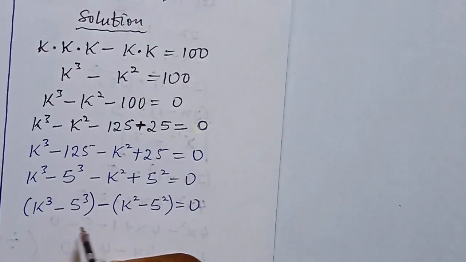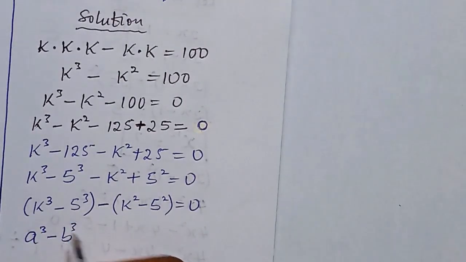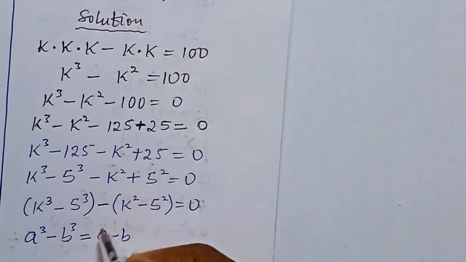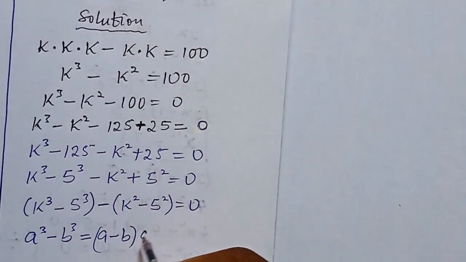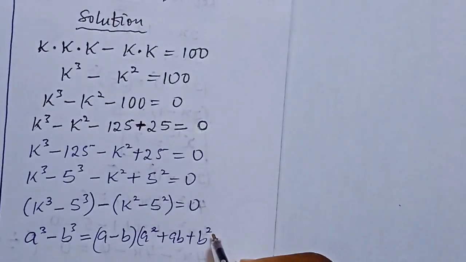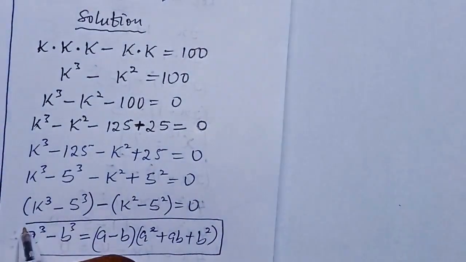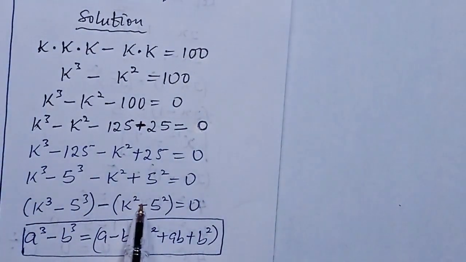Now what we need to do is to consider this identity. If we have a cubed minus b cubed, this expression is simplified as a minus b into bracket, open another bracket, a squared plus ab plus b squared. So we want to use this identity to simplify this term and this term as well.